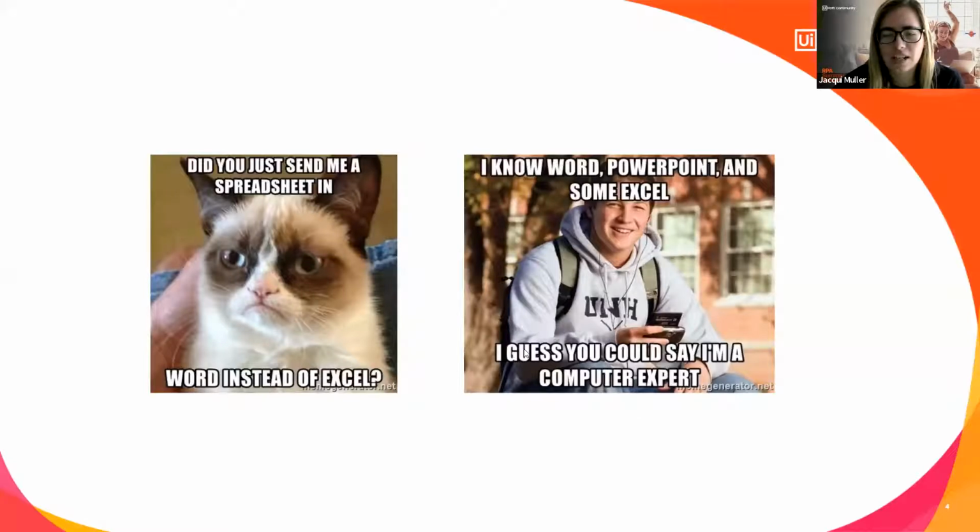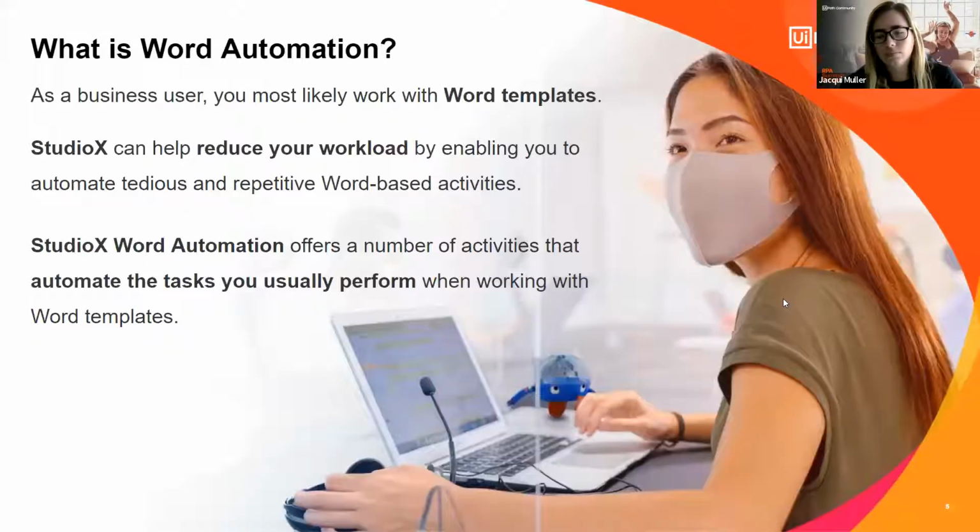Perfect. Okay, still not seeing any hands, so I'm going to move on to the next slide. All right, so essentially what we're going to do now is go through what Word automation is, how you would use it, why you would use it, and then the same for Excel.